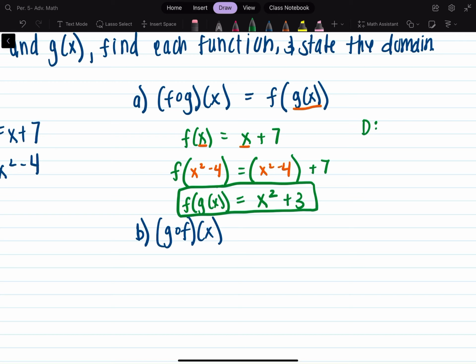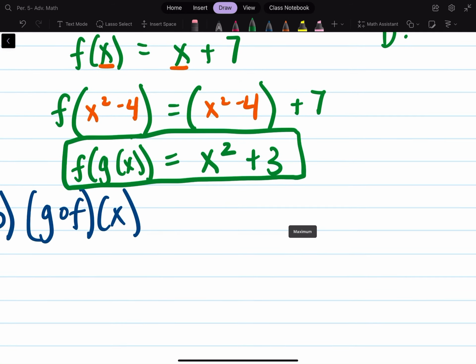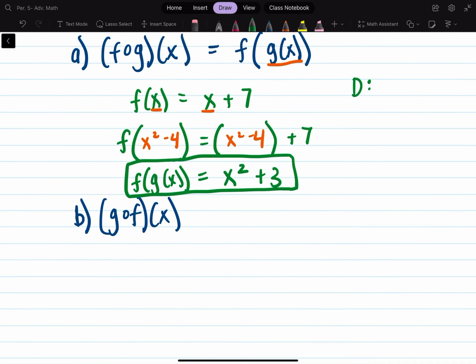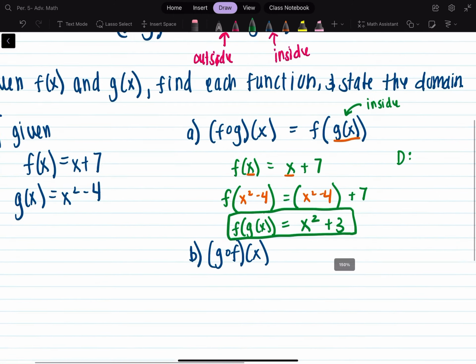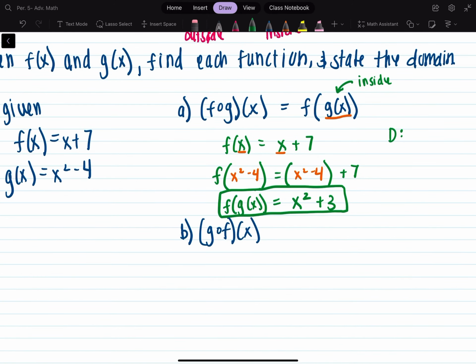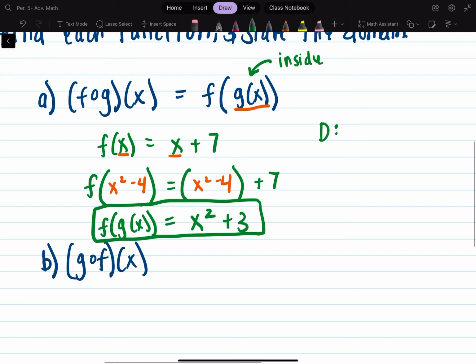When you're working with the domain of the composition of functions, what you first need to find is the domain of the inside function. After you have that domain, you then look at your final composite function, which was this one down here, x squared plus 3, and consider that domain. Remember, when we're working with these two functions, a linear function and a quadratic function, the domain is all real numbers. So in this case, my domain of the inside function is all real numbers. The domain of my composite function is all real numbers. So the domain in general would be all real numbers.